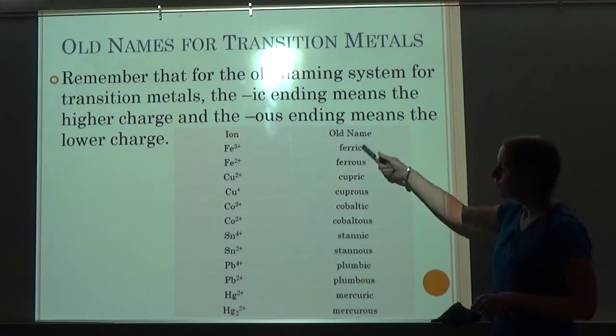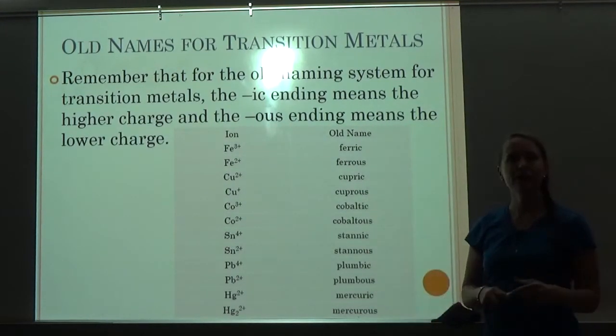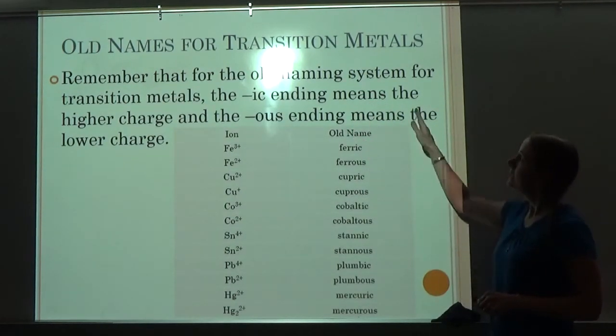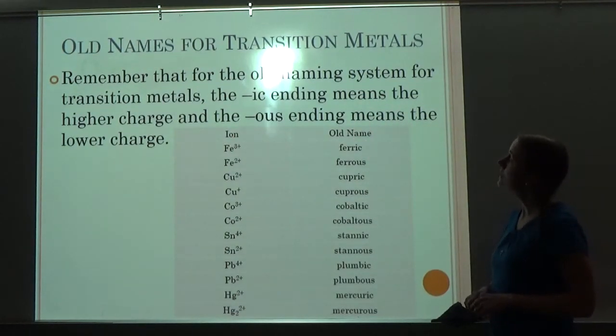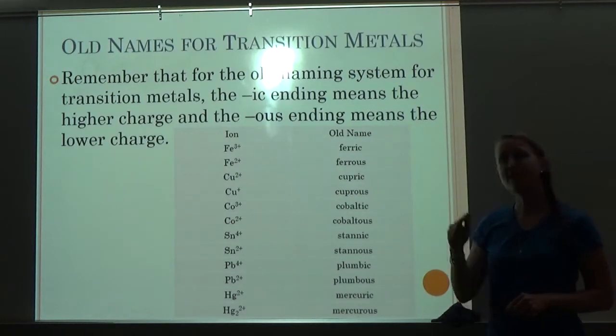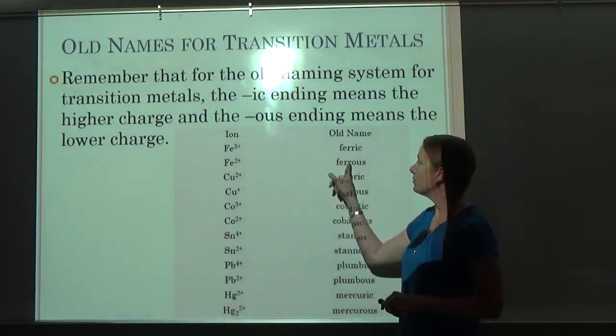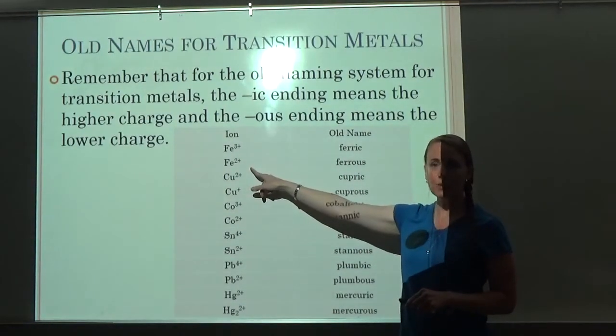And so here's the old naming system chart. You have it in your packet a little bit larger so you can see it better. So remember, for the old naming system for transition metals, there's -ic and -us endings. The -ic endings mean the higher charge and the -us endings mean the lower charge. Now they don't tell us what the charge is. So like ferric is a +3, whereas ferrous is only a +2.